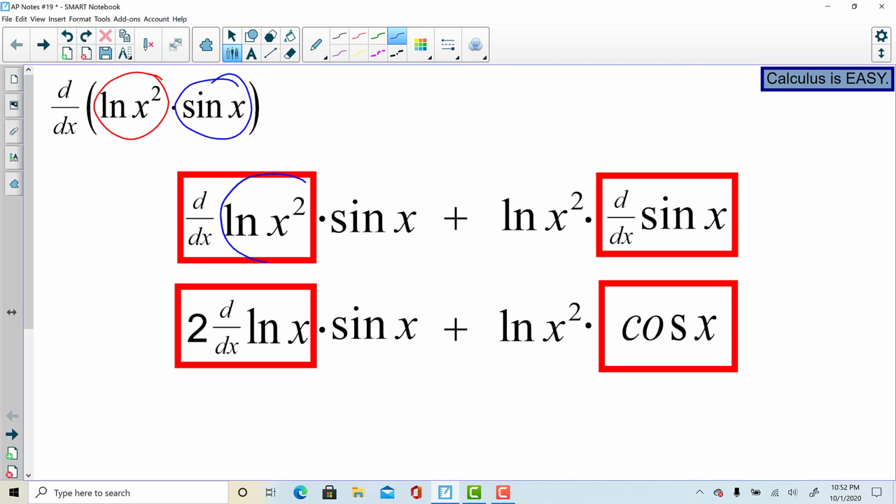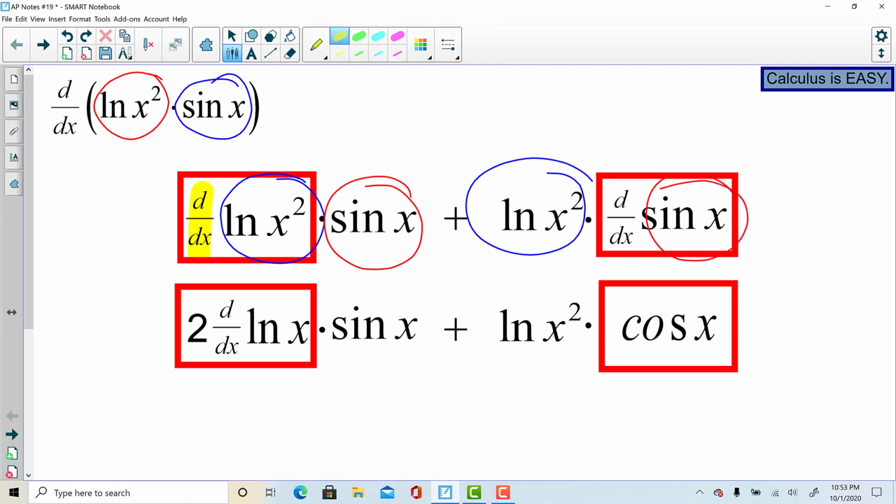We have ln of x squared written one time, ln of x squared written twice. We have sine of x written here, sine of x written there. And remember, we're going to do the derivative of ln of x squared on one of them and the derivative of sine on the other one. Okay, derivative of sine is just cosine.